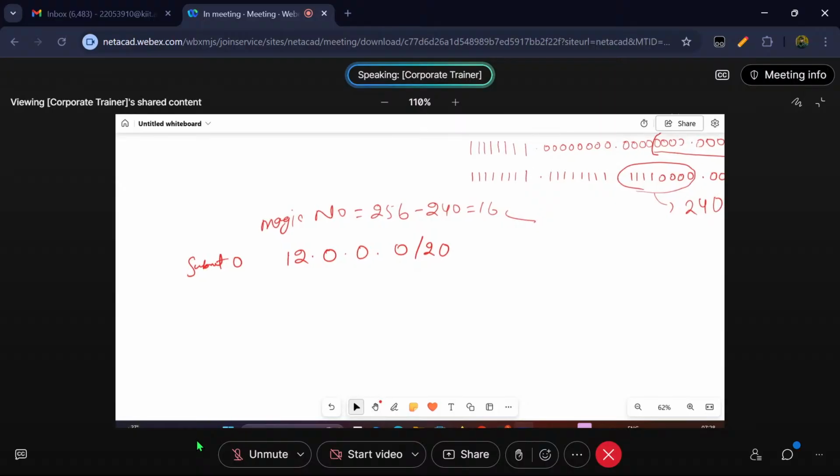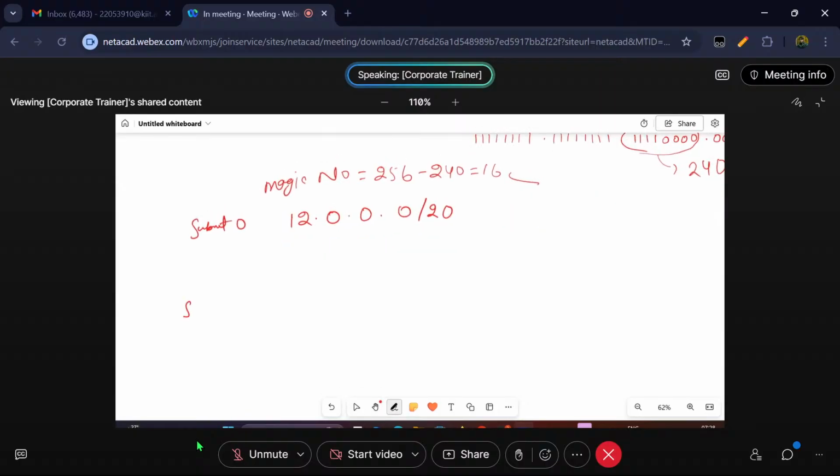Now tell me, what is the subnet 1 ID? 12.16.0.0. So where will you add 16? Will you add in the second octet or the third octet? Third octet. Okay.